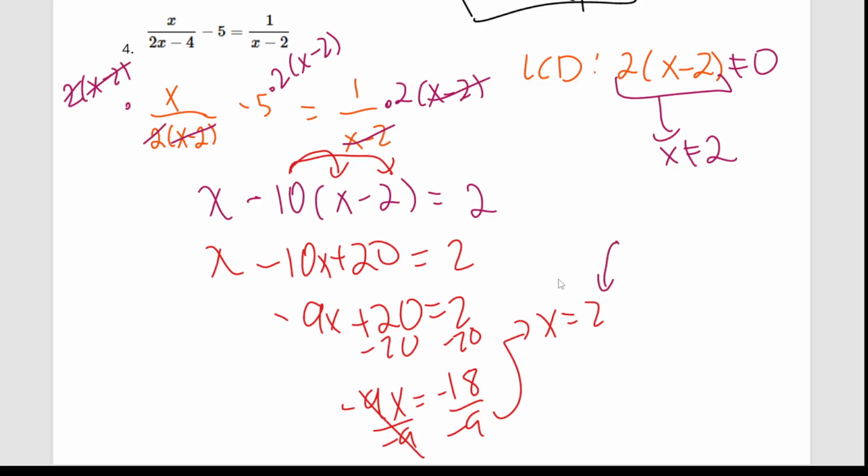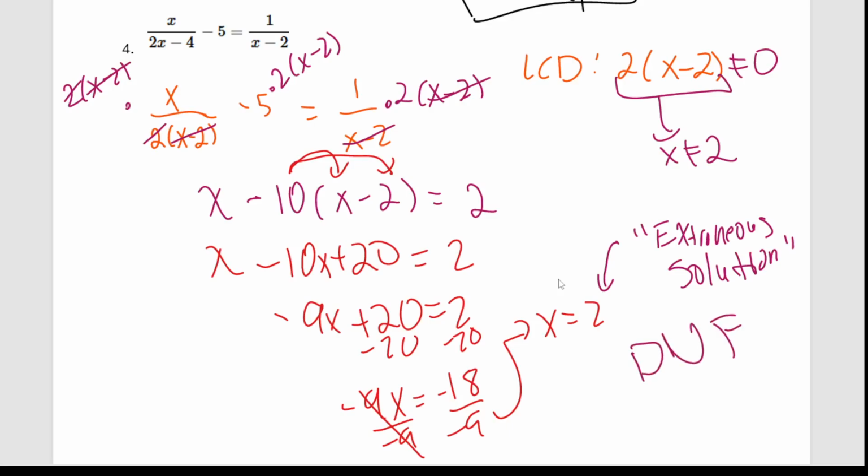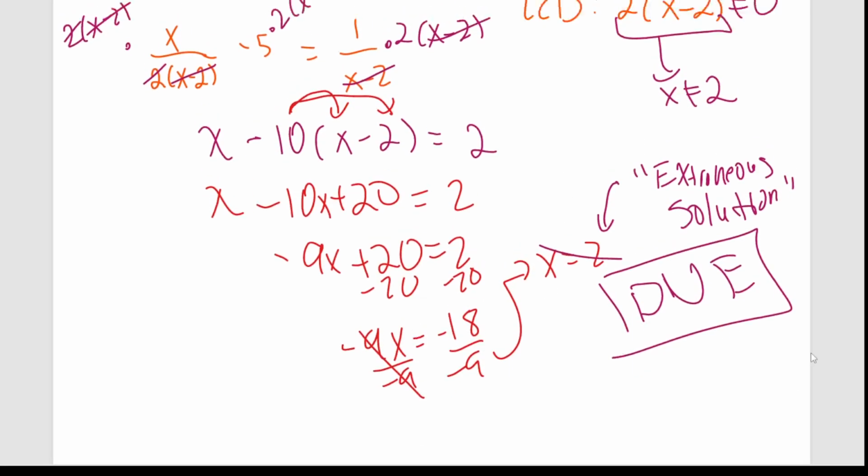So this is considered what's called an extraneous solution. If I actually plugged it back in, I would end up with 0 in the denominator. So this solution does not exist for that reason. So always be sure to double check that.